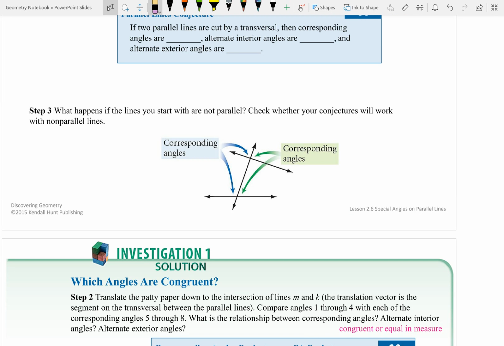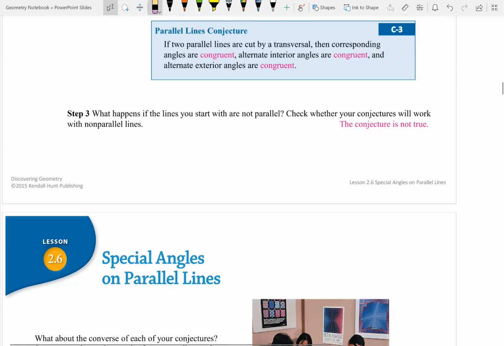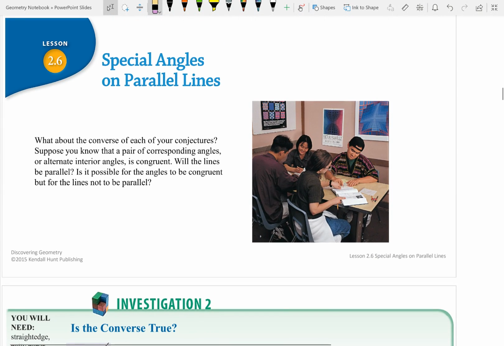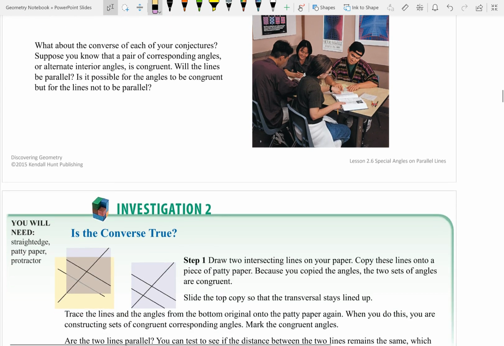And the last question is, what happens if the lines you start with are not parallel? Check whether your conjectures will work with non-parallel lines. And so if we draw lines that aren't parallel, they clearly don't look congruent. They're clearly not congruent, and that's what we find. The conjecture is not true. The lines have to be parallel. Next, in the next investigation, what about the converse of each of the conjectures? Suppose that you know that a pair of corresponding angles or alternate interior angles is congruent. Will the lines be parallel? Is it possible for the angles to be congruent, but for the lines not to be parallel?